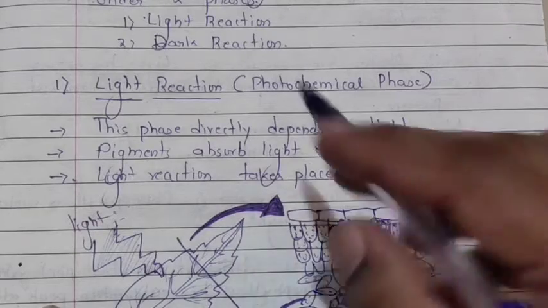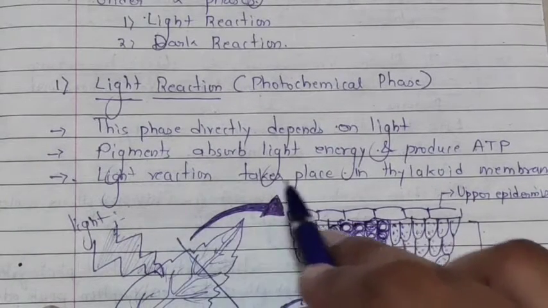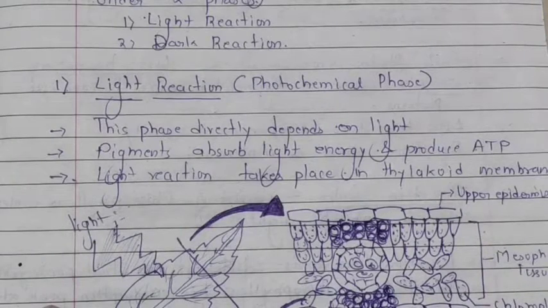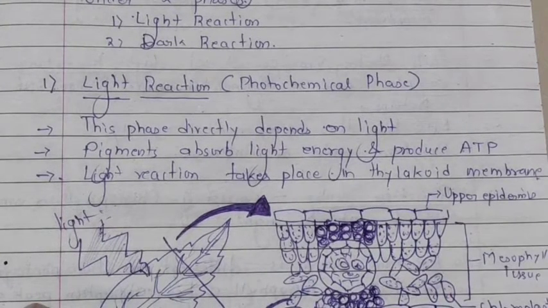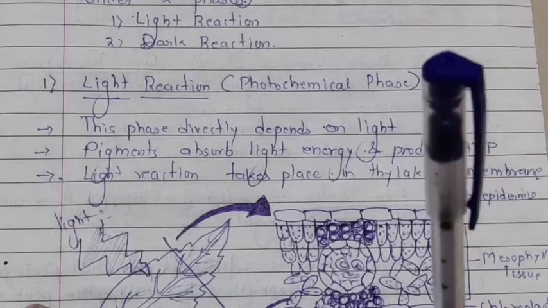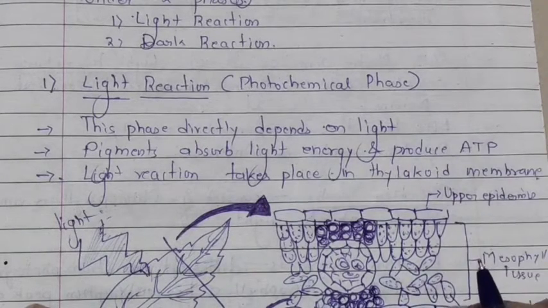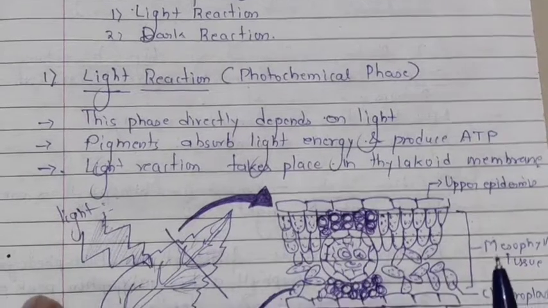Now the question is, where does this light reaction take place? Light reaction takes place in the thylakoid membrane. Do you remember where these thylakoids are present? If you don't remember, then go to my previous video. Here you will get the link. Better you go through my previous video, that is part 1 of this photosynthesis, then come back to this video. You will understand. Anyhow, let's move.